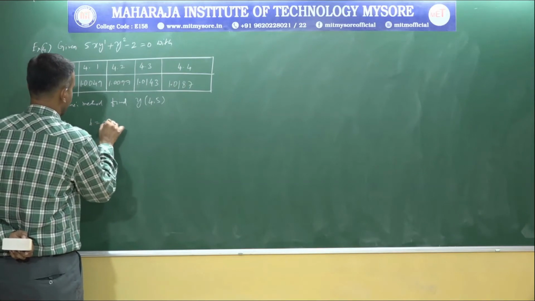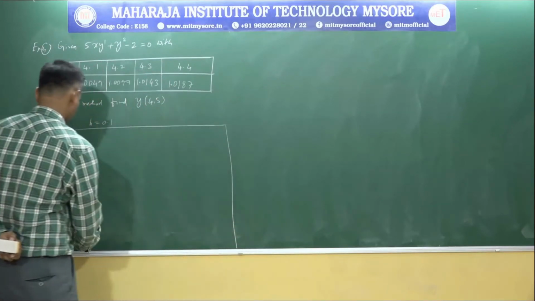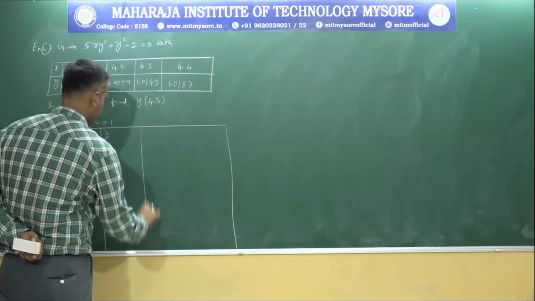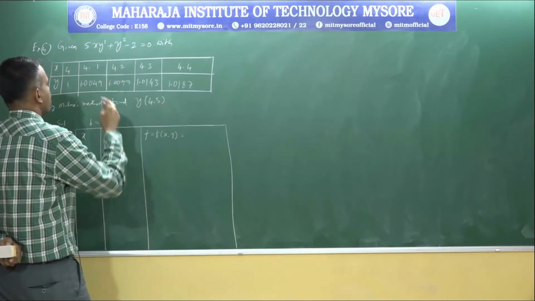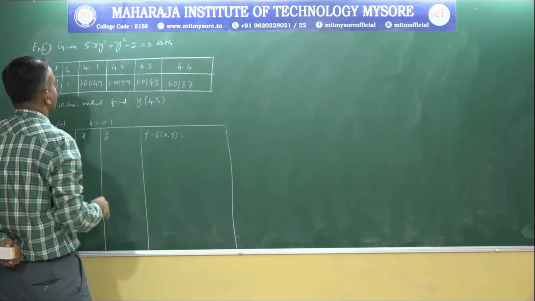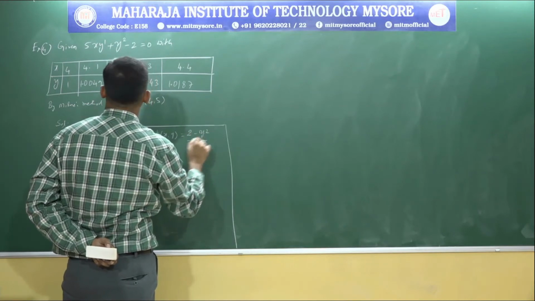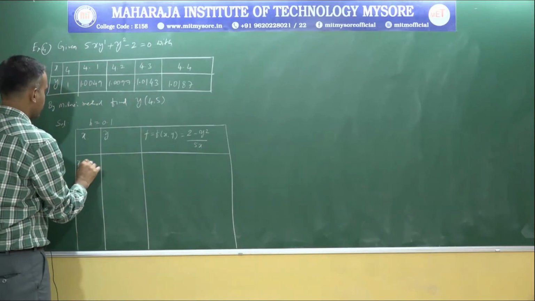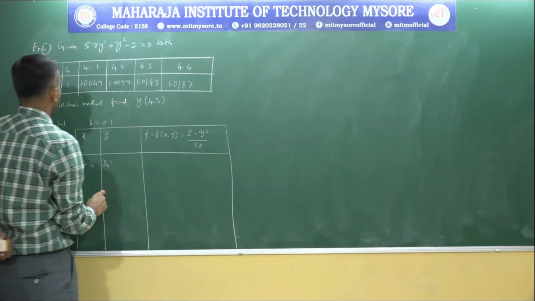The h value here is 0.1. Now the table data is important: x, and the y value, and the function f of x comma y. The function y' can be represented directly as y' equals (2 minus y squared) over 5x. From the table, x0 is 4, y0 is 1.